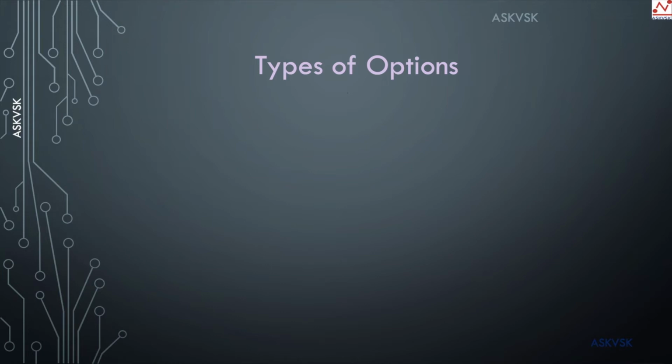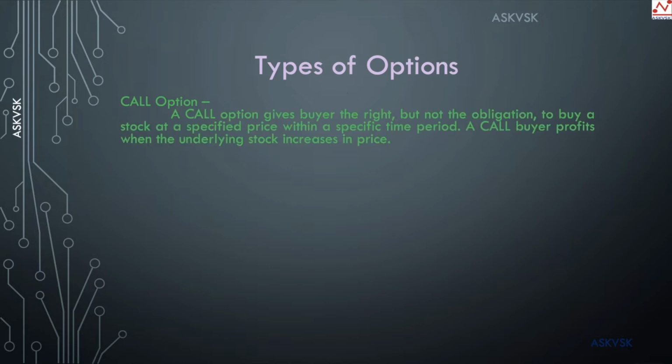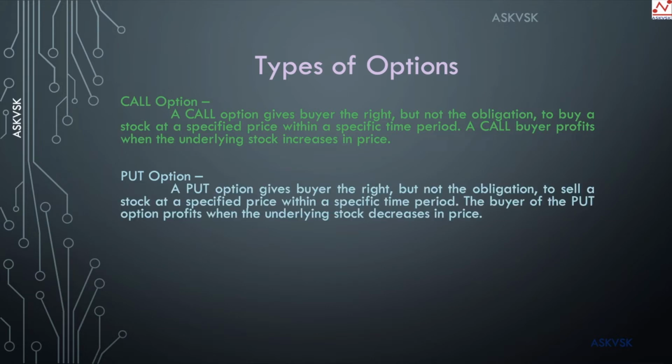So coming to the types of options, we have a call option, and this is the definition of a call option, and we also have a put option. I have also put the definitions of both of them here on the board. But first, let's try to recollect what an option is. An option is giving the rights to buy or sell something at a specific price on a specific date.